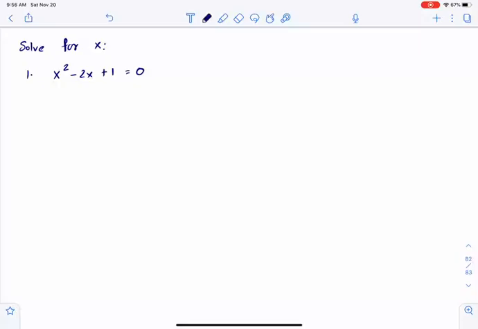So I have x squared minus 2x plus 1. So a is 1, b is -2, c is 1. Now, even before I start, I'm going to calculate the discriminant so I can verify the answer at the very end.